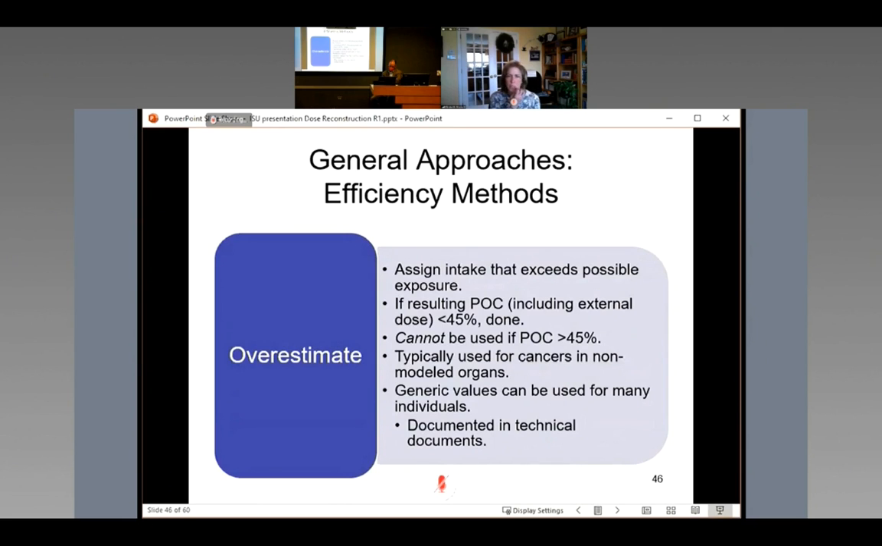An overestimate can be done. So for internal, we would assign an intake that exceeds the possible exposure. If the resulting probability is less than 45%, and you see the previous one said 52, I'll talk about the 45 to 52 in a moment, so an overestimate can't be used if the probability is greater than 45%. This is typically used for those non-modeled organs because you get relatively low doses for those. And in these cases, these can be generic overestimates. They don't have to be specific to a person the way an underestimate really needs to be.